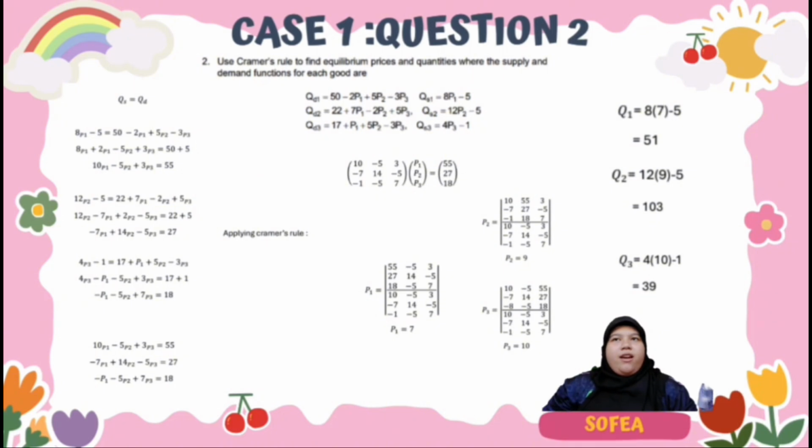Okay, first we must set up an equation where the supply and demand equations are for the three goods. And second, set the supply equal to demand for each good to get the three equations. Arranged in standard form, we have the equations in matrix form. Represent the equations in matrix form AX equal to B, where A is the coefficient matrix, X is the variable matrix, and B is the constant matrix. And we use Cramer's Rule to solve for the price. And find the price, calculated using the determinant. Use the price found to calculate the equilibrium quantity using the supply equation.